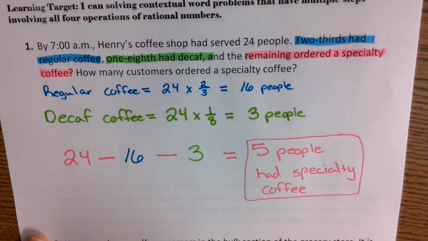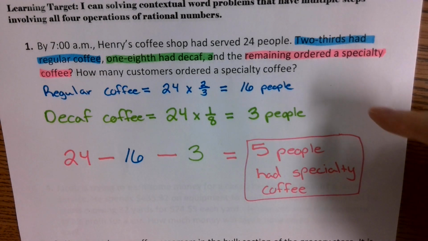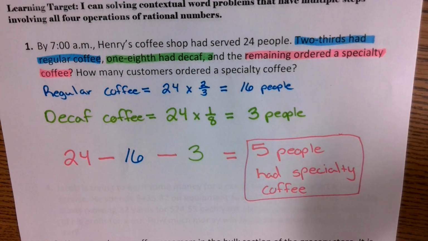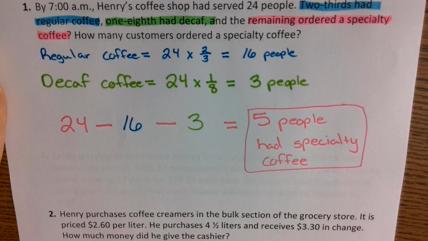So there are multiple steps, multiple things going on in order to solve the problem. We're using multiplication to find out not just the fraction, but how many people ordered specific things, and then taking those people out of the total to find out how many people were left for that specialty coffee. Okay, let's take a look at problem number 2.